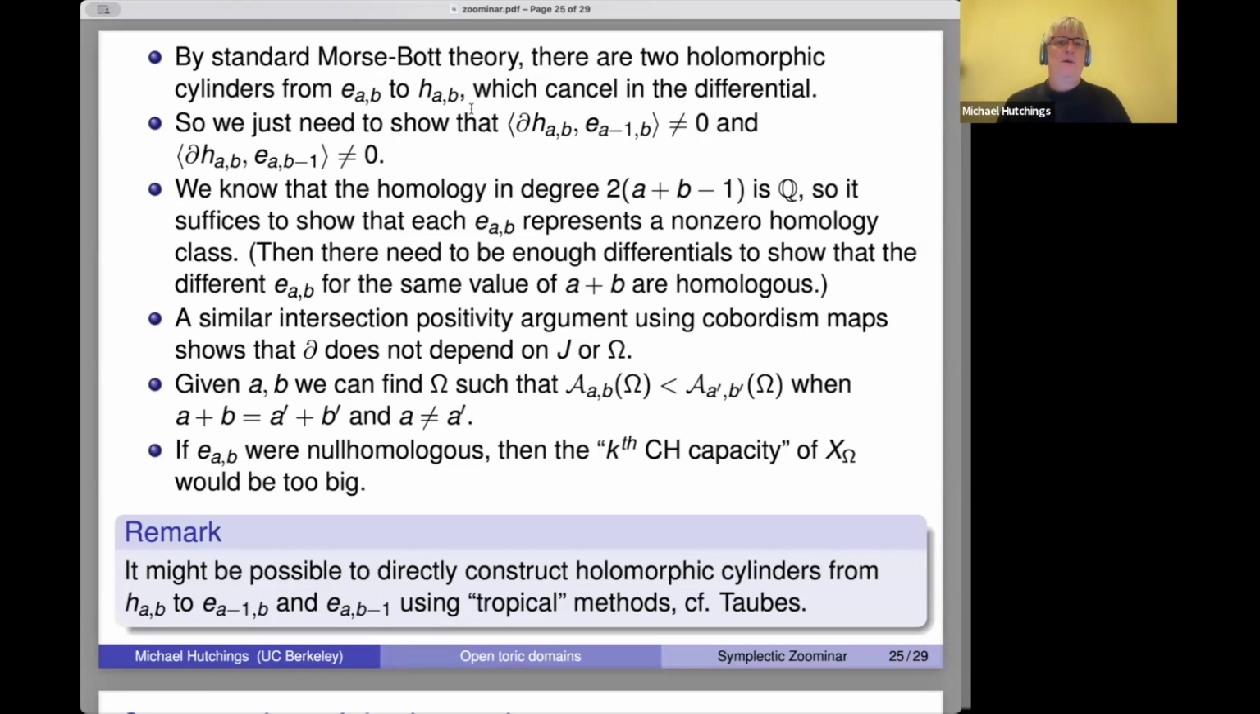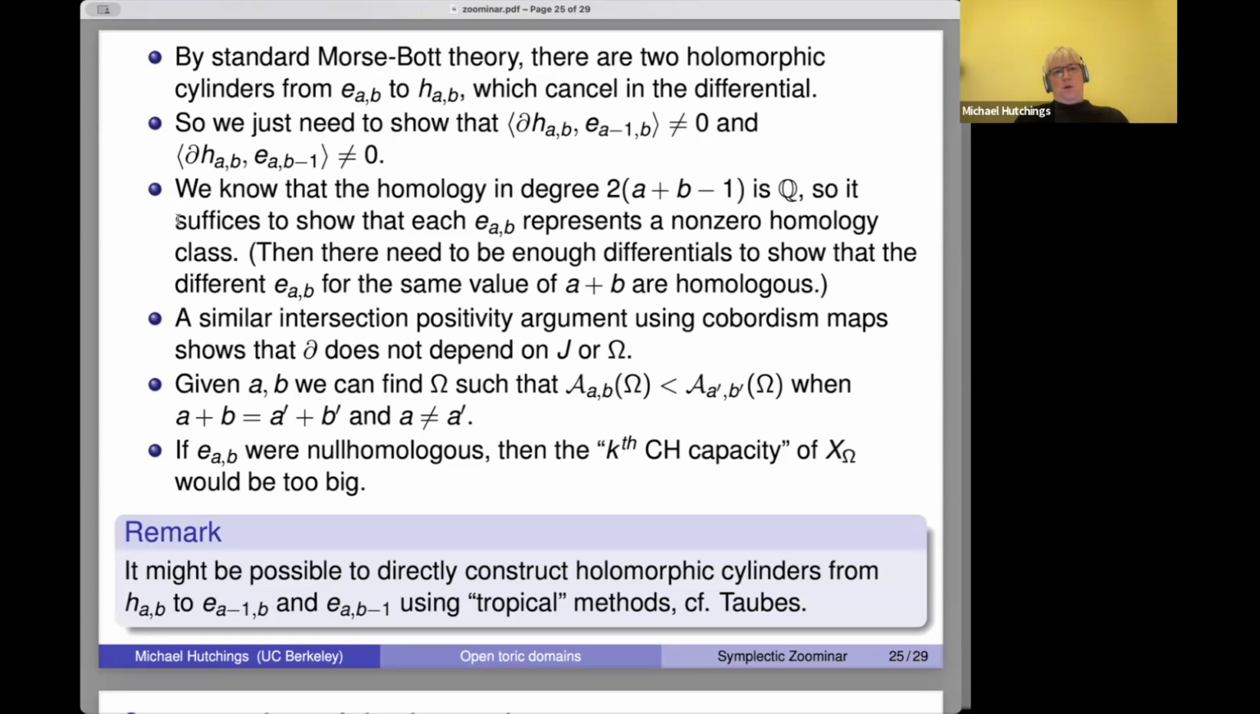So the last thing that we need to do is show that these remaining possible non-zero differentials actually are non-zero. You might be able to directly construct the holomorphic cylinders that you need. So Taubes in his papers on holomorphic curves in R cross S1 cross S2 has some relevant methods for that. I did not attempt this. We can give a kind of a short and more indirect argument to get the same conclusion.